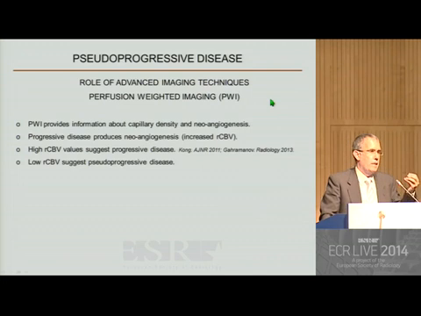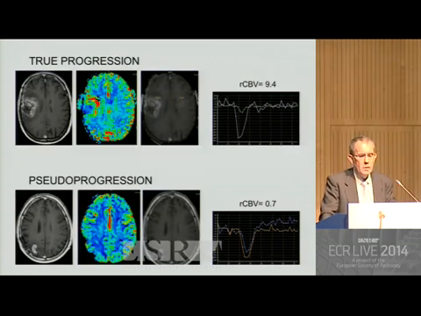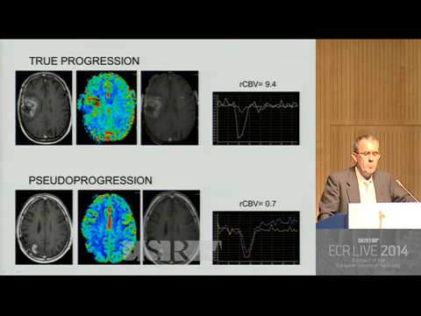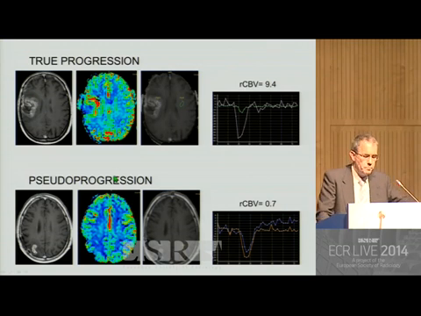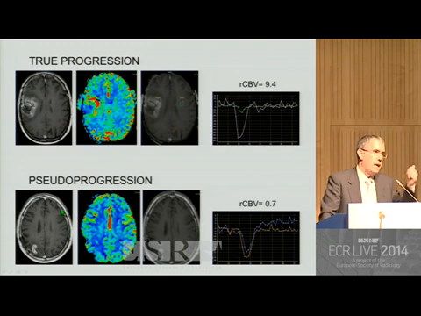This is true, but again, we must be very cautious because the level of evidence is not high. One example: this is the first post-radiotherapy exam of one patient. This is a large lesion here. Perfusion values are significantly high, and the CVV value is 9.4. This was a true progressive disease, while in the case below, this is the case I have shown you before, this is a small nodule. This is the perfusion map, low CVV value, 0.7. This was pseudoprogressive disease.